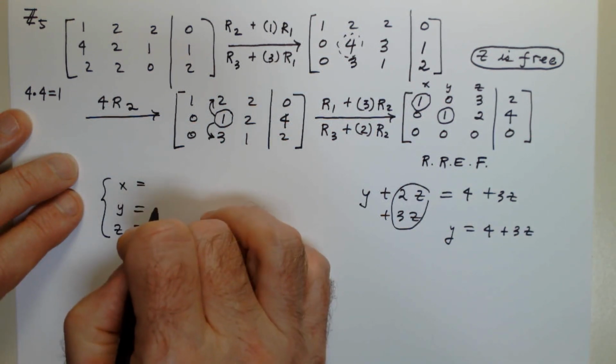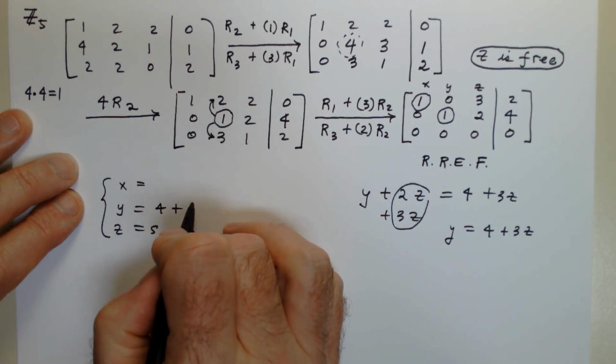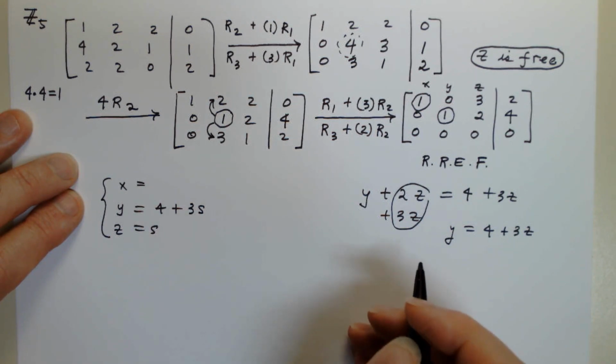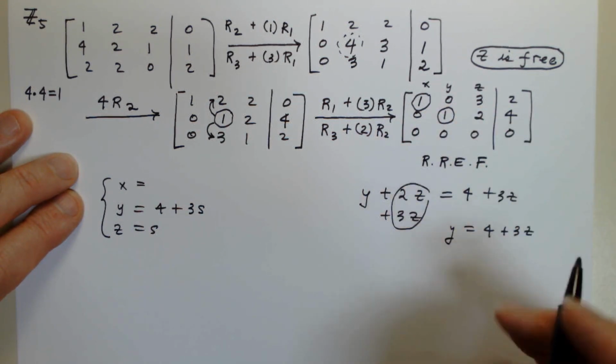Okay, so let's write that in. If z is equal to s, 4 plus 3s. Okay, now let's do the same with this top equation. x plus 3z equals 2.